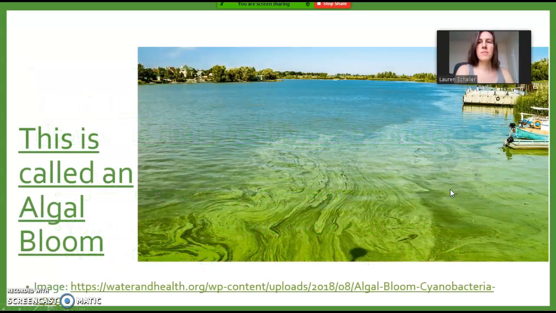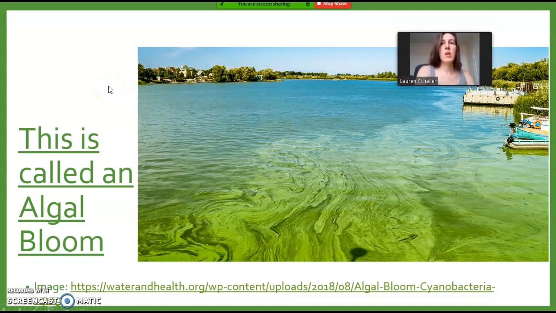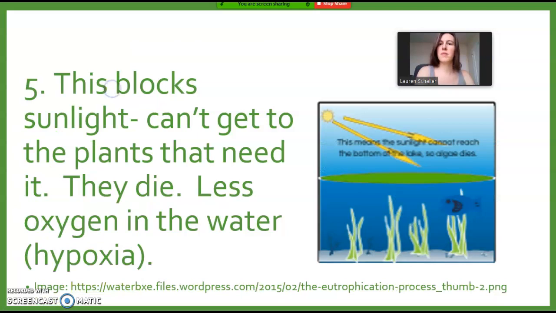Good discussion. So just to let you guys know, when you have this overgrowth of algae, it's called an algal bloom. And it can look like what you see here in the picture. It doesn't always look like this. And it's not just about the algae, which we're going to talk about in a second. It's definitely gooey.